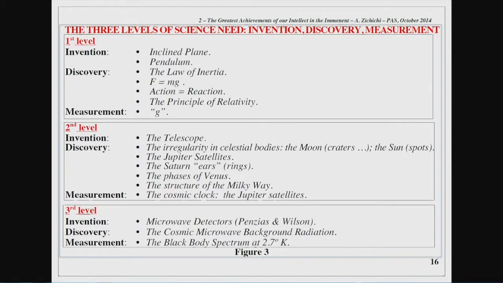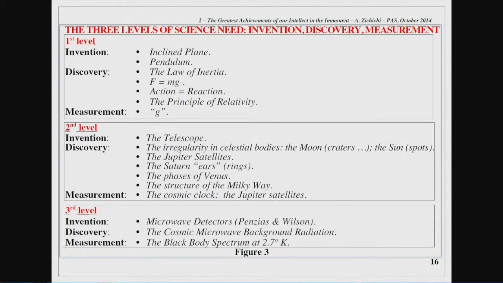Why were people unable to measure g? Because it's too strong. In 1 second, a stone goes down by 5 meters. How can you measure this? The invention of the inclined plane allowed this measurement to be done.